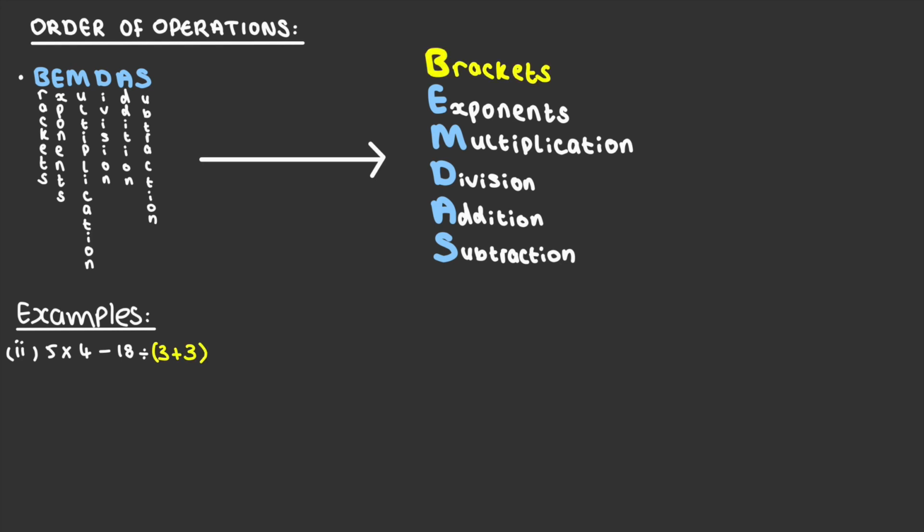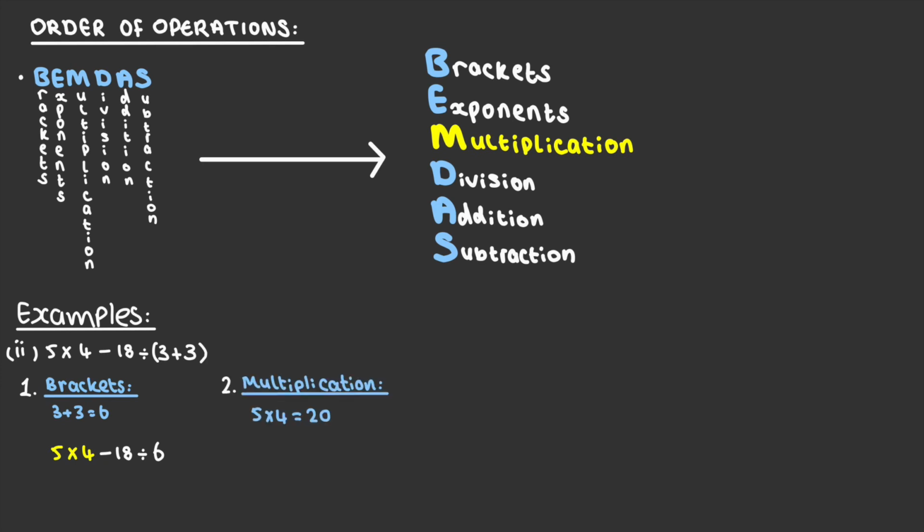It is easy to see that the brackets is the first operation that we must calculate. By calculating what's inside the brackets, we get 3 plus 3 is equal to 6. Replacing this in our original sum, we end up with 5 multiplied by 4 minus 18 divided by 6. We don't have any exponents in this sum, so the next on our list is multiplication. Multiplying 5 by 4, we get 20.